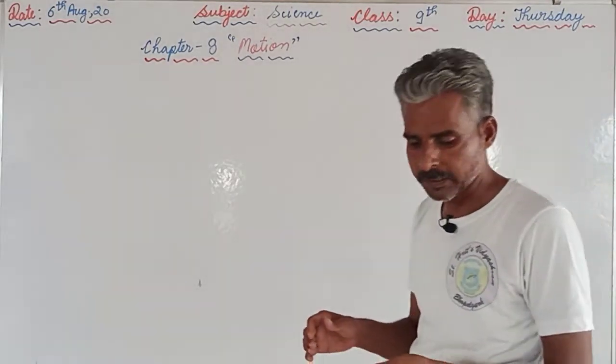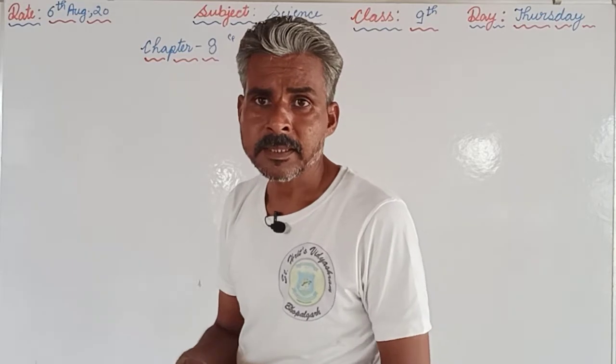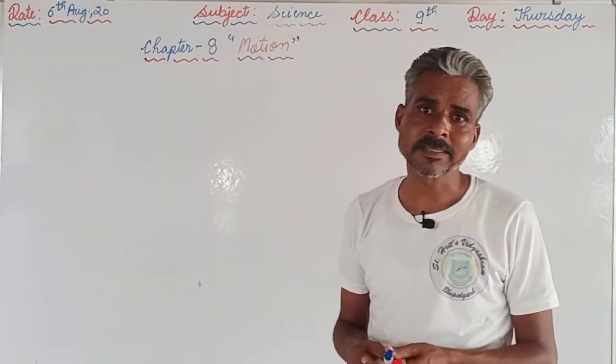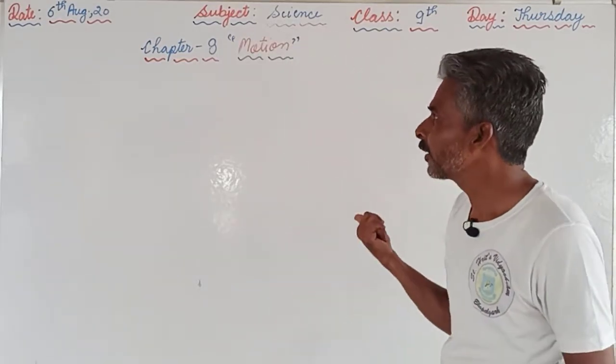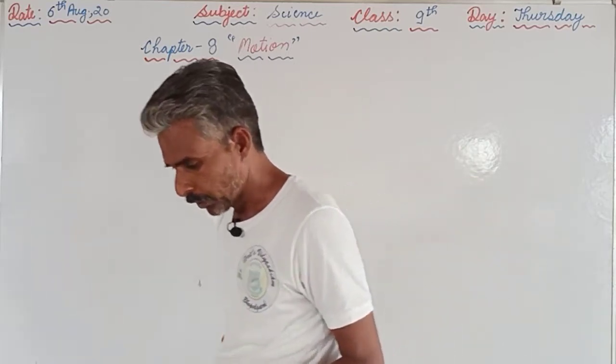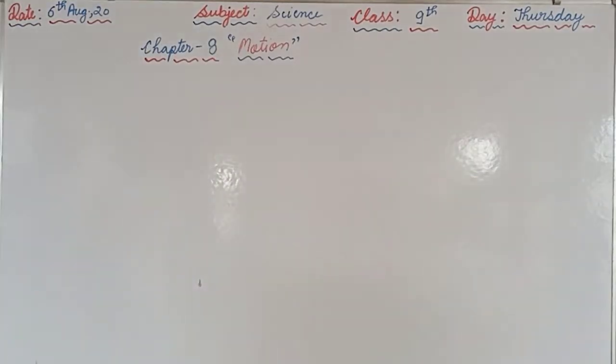This video is for class 9th and the subject is science, and we are continuing with the first chapter of physics, that is overall chapter number 8, and the name of the chapter is motion. Yesterday we were discussing the in-text questions. We have discussed the questions given on page number 100, as well as some of the questions given on page number 102.